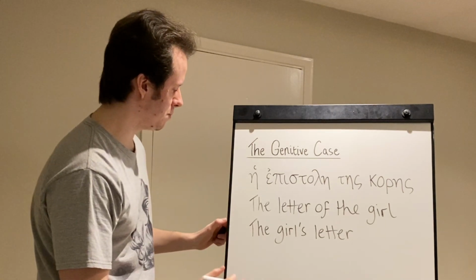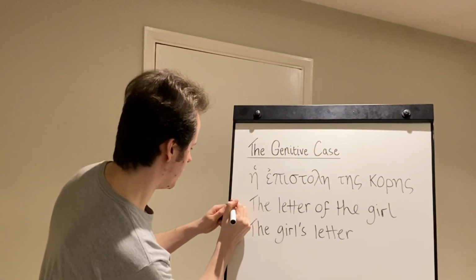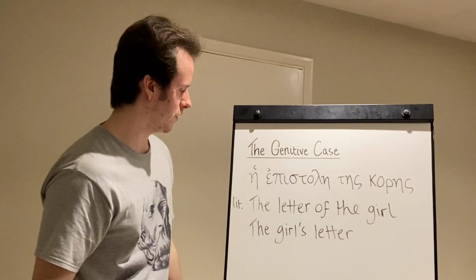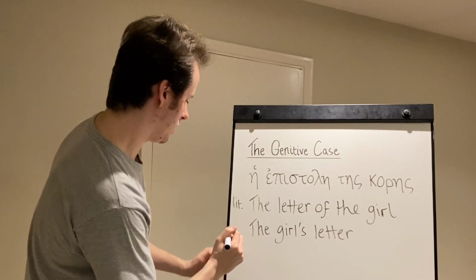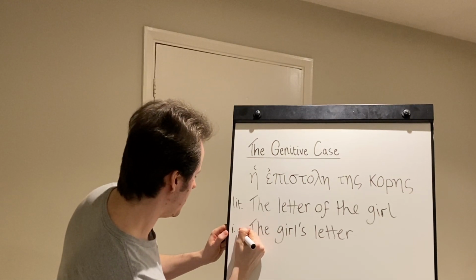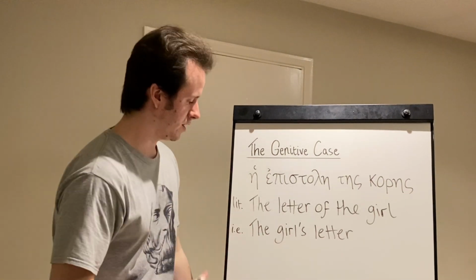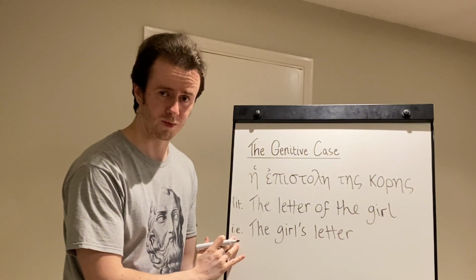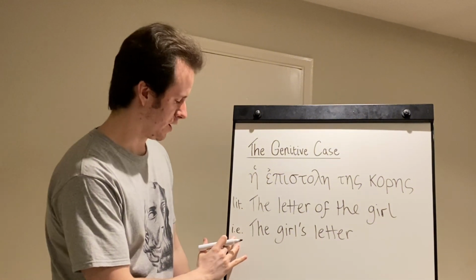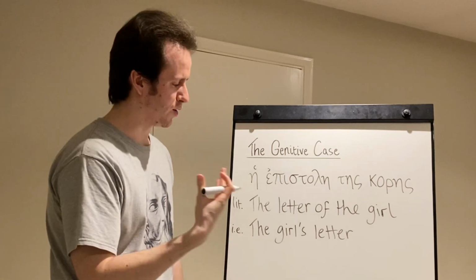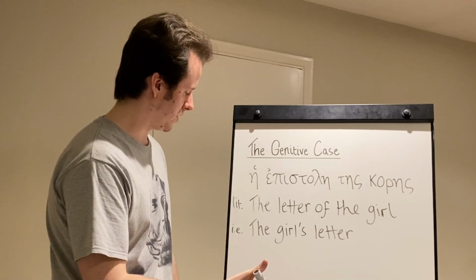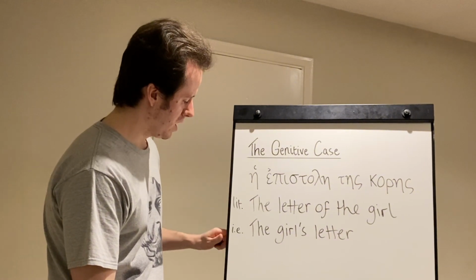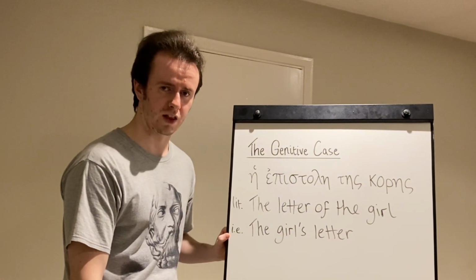And if you want, we can mark the literal translation by writing L-I-T with a dot for literally, and then we could put I-E, which means that is to say. It means id est in Latin, which means that is, and you understand to say. It's when you're specifying what you mean by something. So literally, this means the letter of the girl, but that is to say, the girl's letter.